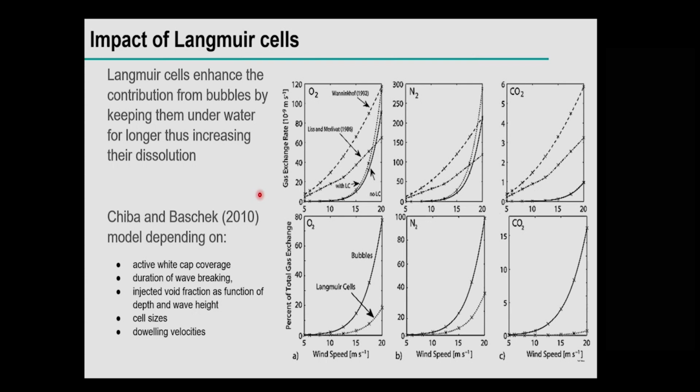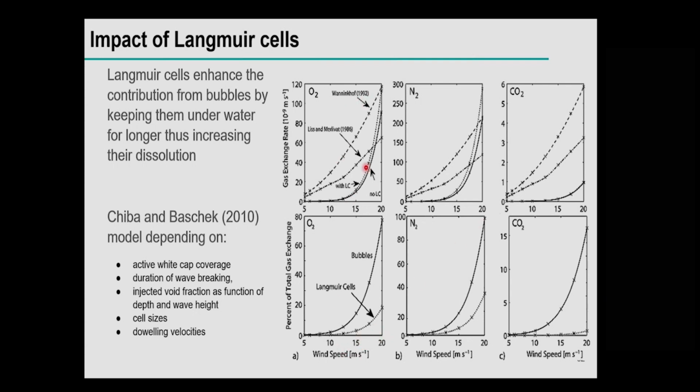So here I'm just going to show you for the different gases the gas exchange rate. Vanninkhoff is the classical gas transfer parameterization that is in the climate models currently, and then you have the model that they proposed with Langmuir and without Langmuir, and so this is the gas exchange rate, and here is the percentage of how important the bubbles and the Langmuir cells are for each of these gases.